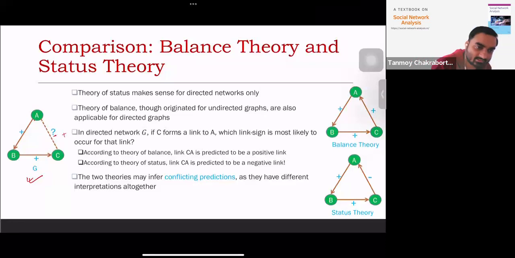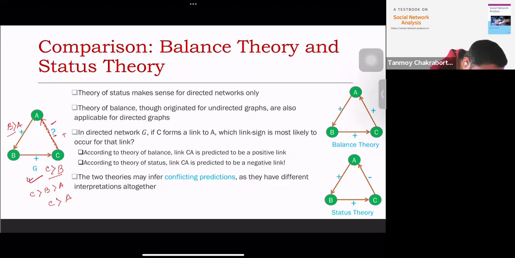Now let's look at the status theory. So A thinks that A is superior to B. So B is superior to A. So B greater than A. Here B thinks that C is superior to B. So if you take the transitivity relation, it means C greater than B greater than A. So that means C is superior to A. Now, if there is a link from C to A, the relation would be negative because C is superior to A, right?